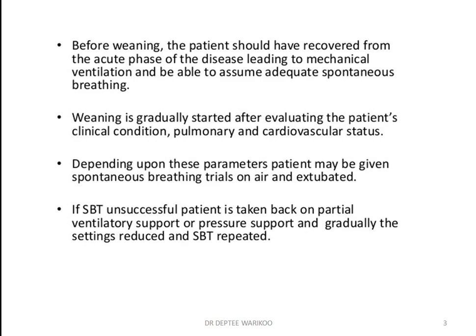Before weaning, the patient should have recovered properly from the acute phase of the disease leading to mechanical ventilation and be able to assume adequate spontaneous breathing. Weaning is gradually started after evaluating the patient's clinical condition, pulmonary and cardiovascular status. Depending upon these parameters, the patient may be given spontaneous breathing trials or could be extubated.